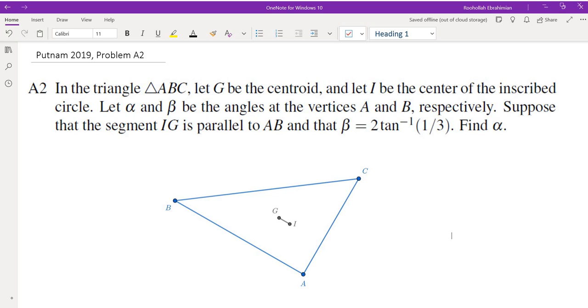Hello, in this video we're going to go over problem A2 from the 2019 Putnam math competition. So this is a rare geometry problem.